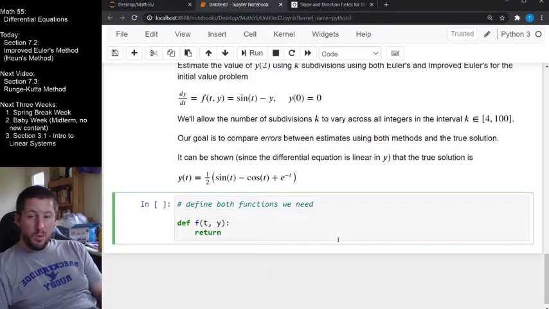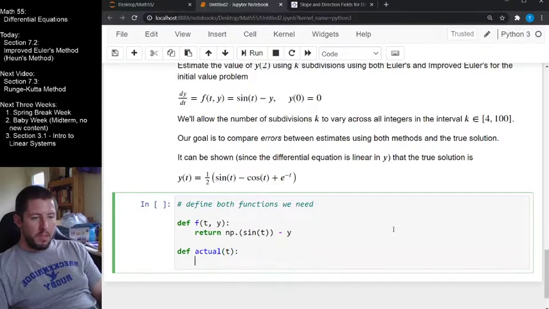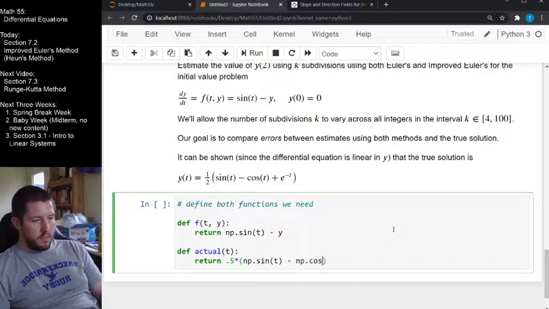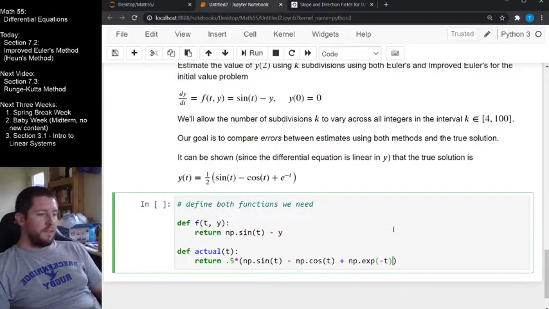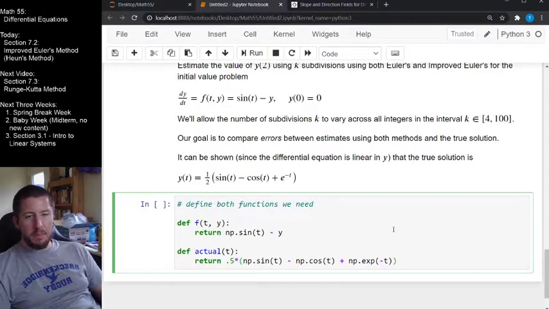We want this to return, and here's where we need some NumPy, np.sin of t, and then minus y. We also need our true solution, right? We need to know y of t. So let me define this, and I'll call this actual. Notice it only depends on t, so I'm only going to throw a t in there. And we can return 0.5 times np.sin of t minus np.cos of t plus np.exp of negative t. Those are our functions for sine, cosine, and exponentiation. Python inherently knows none of them. We have to ask the NumPy library to help us out with those types of math functions.